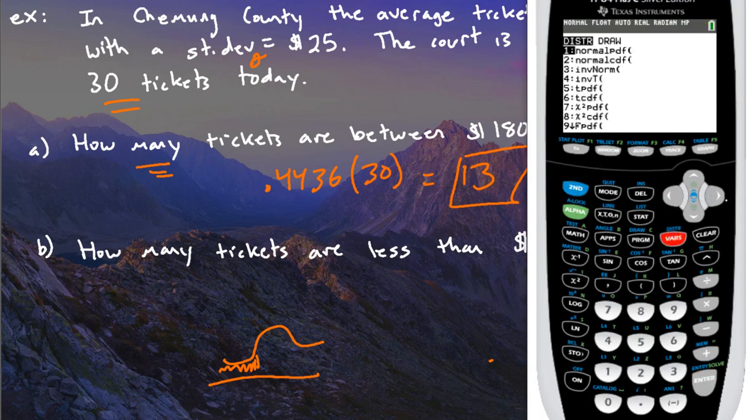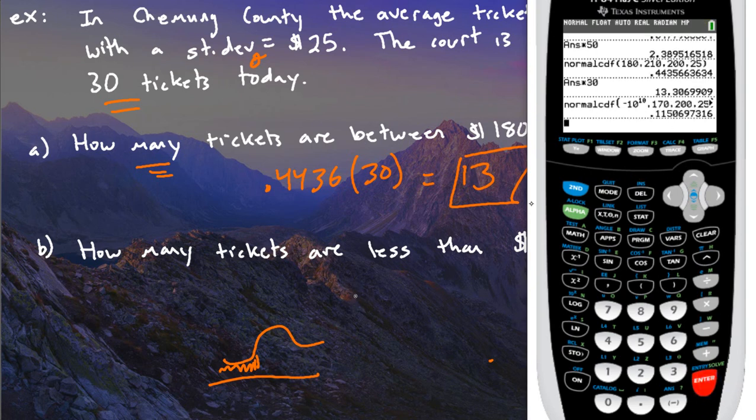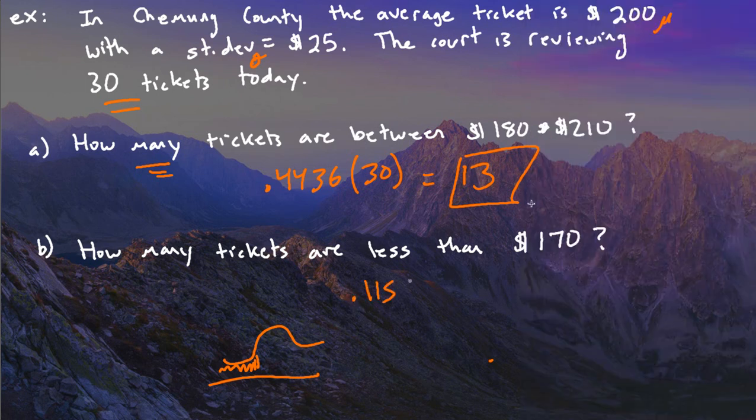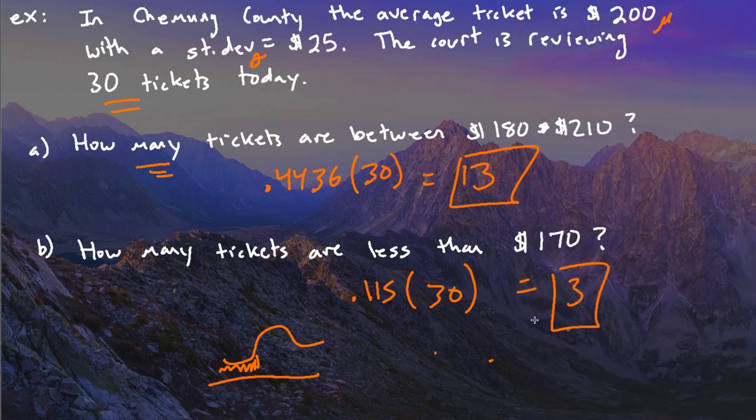So we go back to our distribution, and our lower bound's negative 10 to the 10th. The court pays you some money for getting a ticket. Not probable, but is technically part of this distribution because this distribution goes on forever. So our upper bound is going to be $170, and everything else stays the same. So I just keep pressing enter, and 0.115, times 30. And that gives us 3.5, so basically 3 tickets are less than $170.